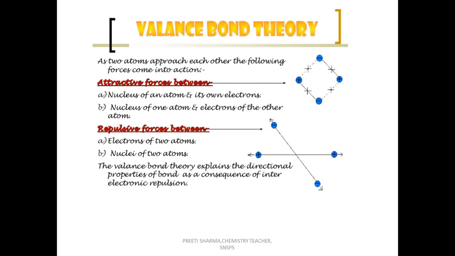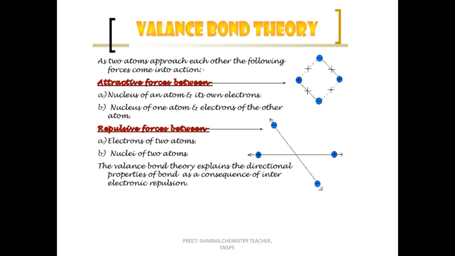The answer is simple. If I'm talking about the hydrogen molecule, how does the H2 molecule exist? Because the attractive forces between the H and H atoms are maximum as compared to the repulsive forces. Therefore, that molecule exists. And when two hydrogen atoms approach each other, the overall potential energy of the system decreases, and hence a stable molecule of hydrogen gets formed.